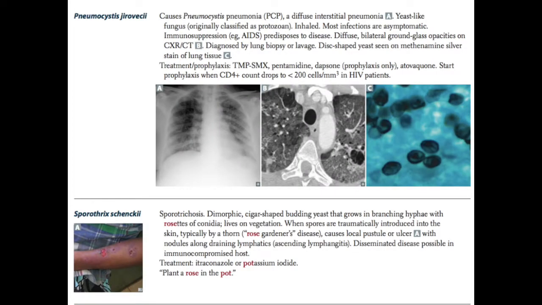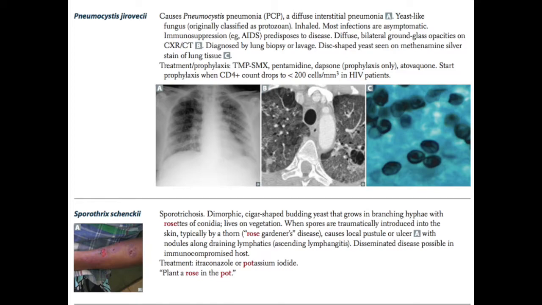Another common fungus seen on the boards is Pneumocystis jirovecii. You might know it by its former name, Pneumocystis carinii. This fungus causes a diffuse interstitial pneumonia. It is a yeast. It was originally classified as a protozoan, but later found that it had characteristics more associated with yeasts. It's inhaled. Most infections are asymptomatic and most often seen with immunosuppression like AIDS.